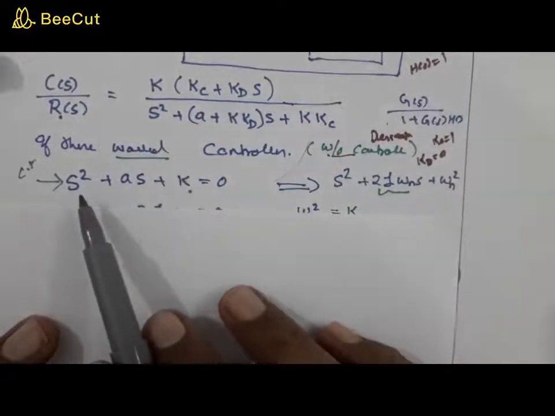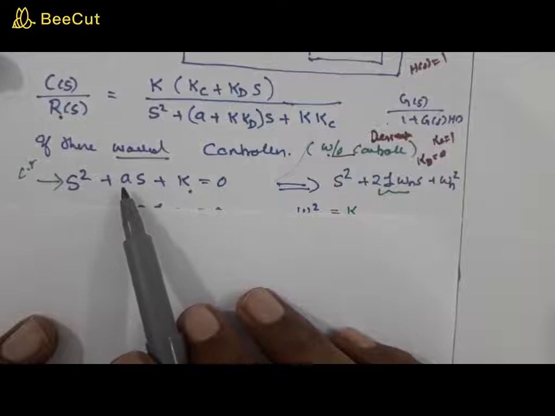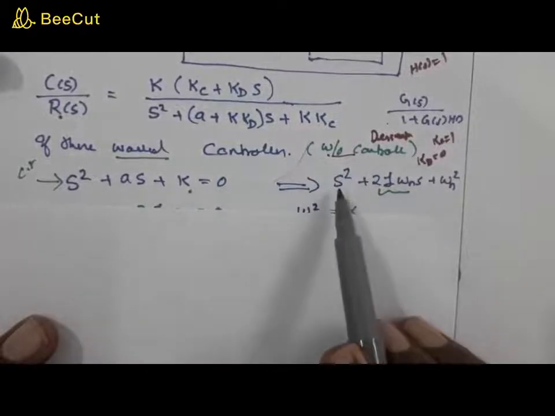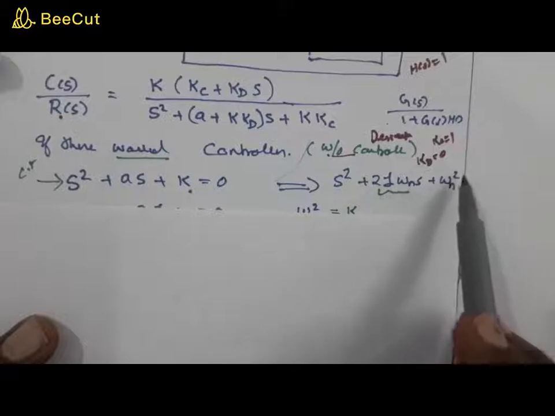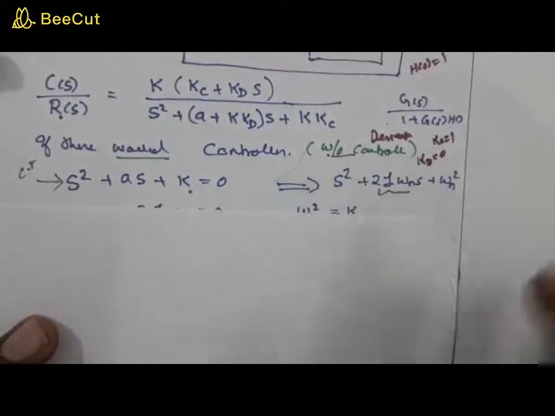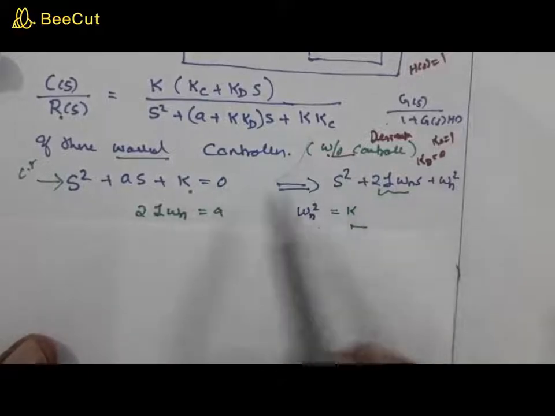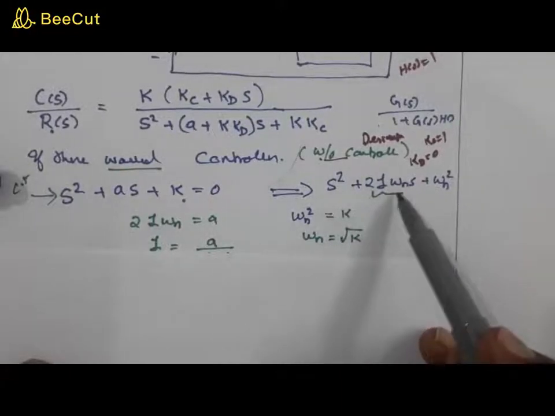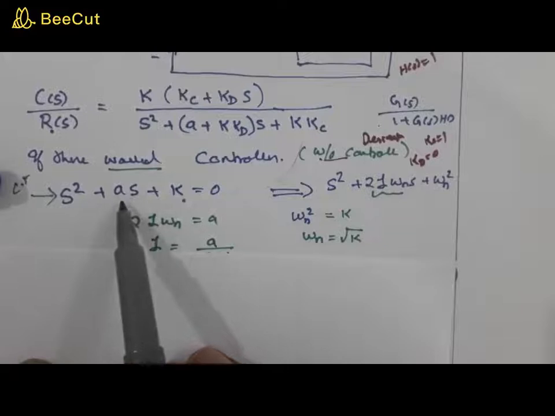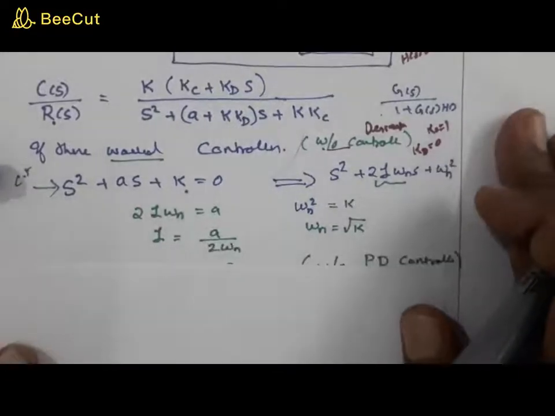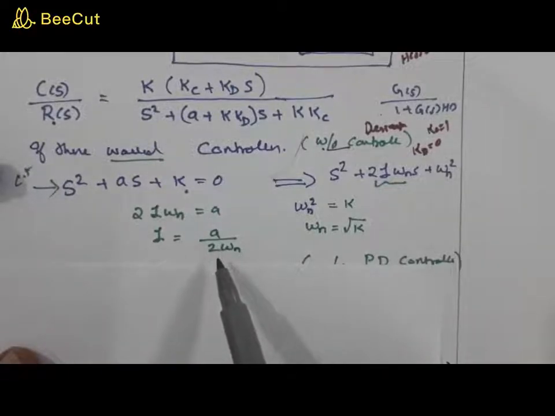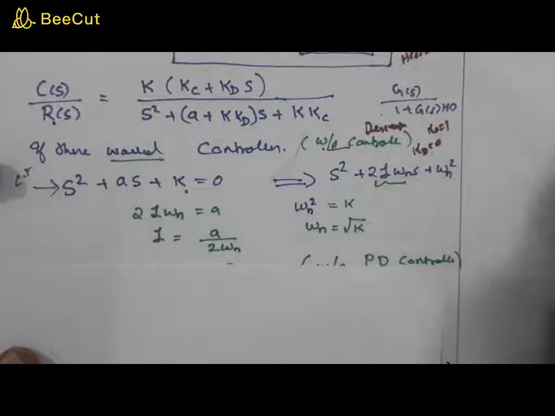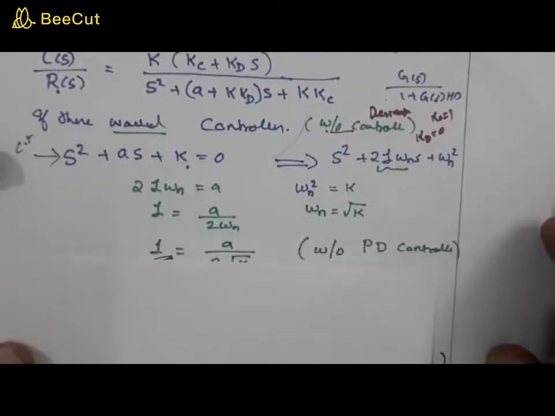So that your equation becomes s square plus as plus K is equal to 0, which is equivalent to s square plus 2 zeta omega n s plus omega n square, the characteristic equation of a second order system. In comparison to this, you can see that omega n square is equal to K, or omega n is equal to root K. Now 2 zeta omega n is equal to a, small letter a, so from this you will get zeta equal to a by 2 omega n. So this is the case with zeta without a PD controller.